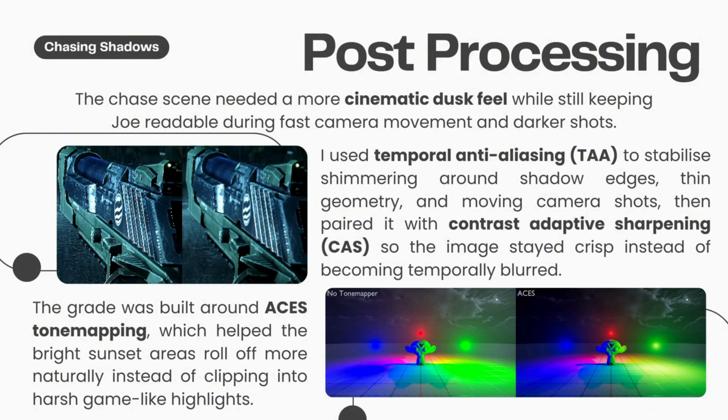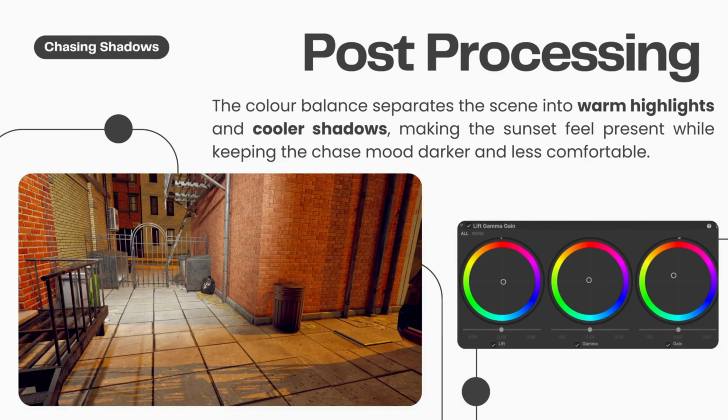Also, we added ACES tone mapping, the industry standard tone mapping that they use in films. On the chase scene itself, as an example of what we did for the post-processing, the feel was to be warm highlights and cooler shadows, through lift gamma gain with orangey hues for highlights and bluey shadows, which provides this sunset, moody, a little bit less comfortable feel.